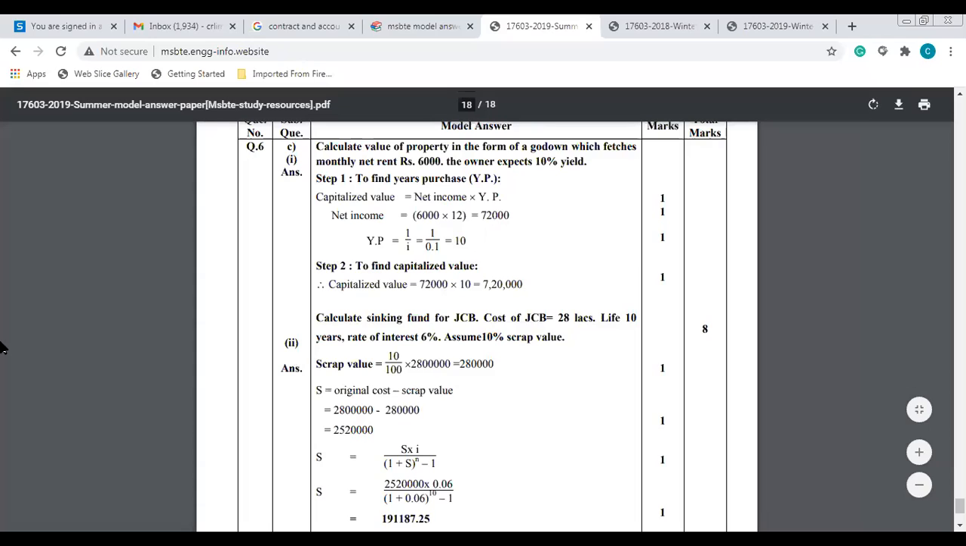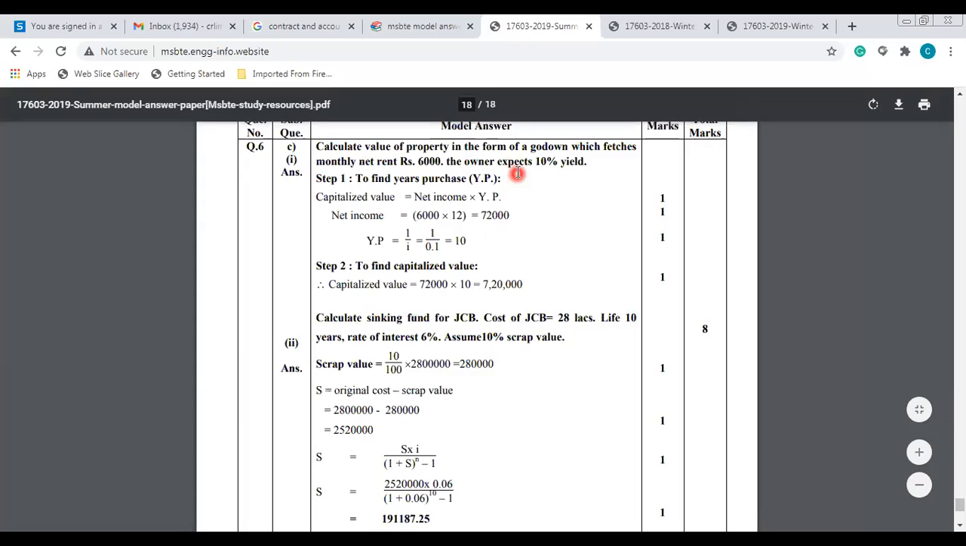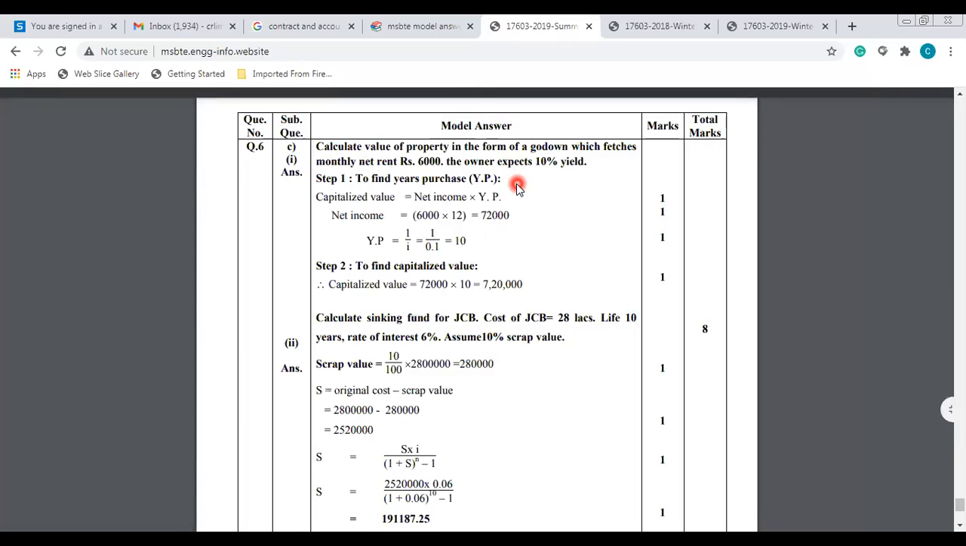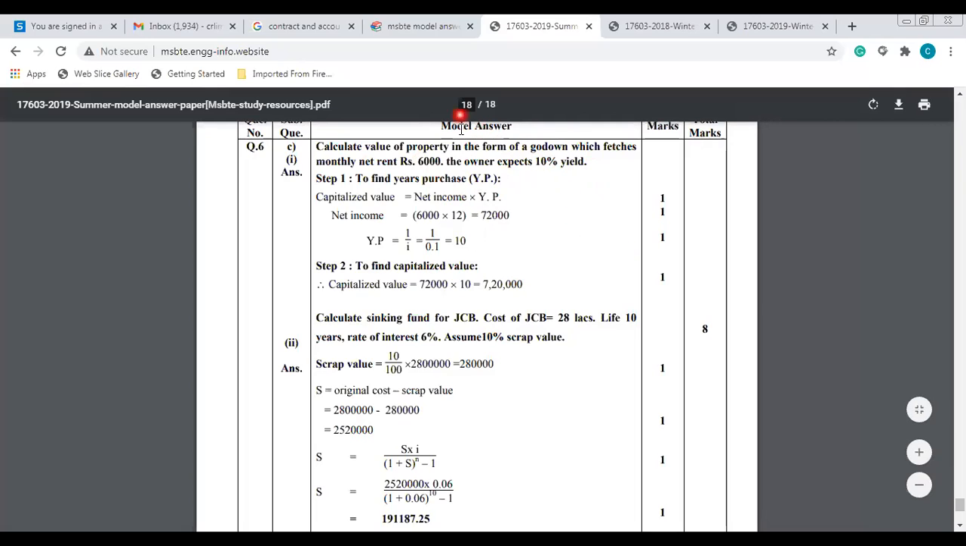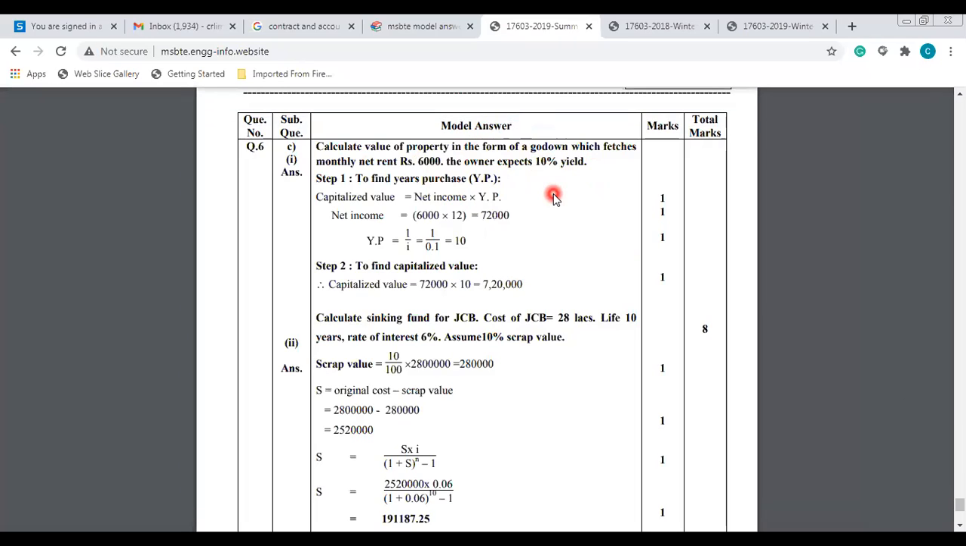Yes. Now, the next problem that we are going to discuss: calculate the value of the property in the form of a godown, which fetches a monthly net rent of rupees 6,000. Owner expects 10% yield. Okay, so 10% yield means only a single rate of interest is mentioned. And what is the monthly net rent? It is rupees 6,000. What we have to determine is the CV, that is the capitalized value. Okay, again use the simple formula: capitalized value equals net income into years purchase.